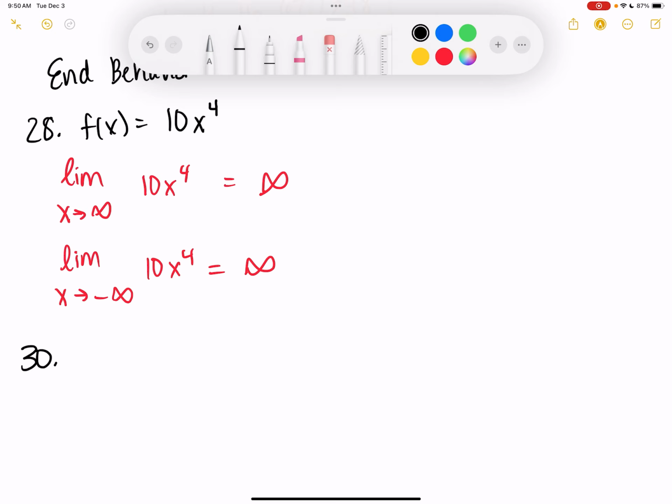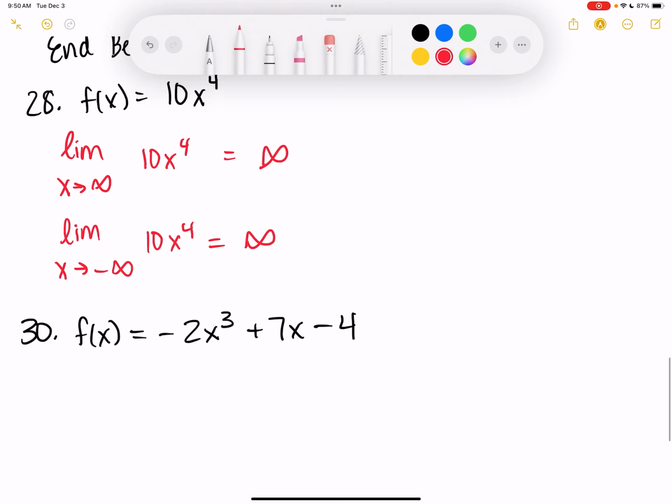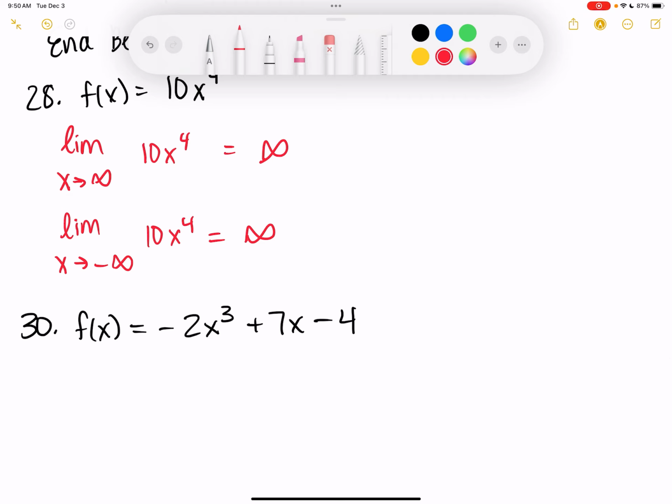All right, 30. F of x equals negative 2x cubed plus 7x minus 4. On a problem like this, notice this one has multiple terms. All I care about is the highest power term. All I am looking at is this negative 2x cubed. Everything else I don't care about. I can throw it in the trash. I can scratch it out. It doesn't matter.